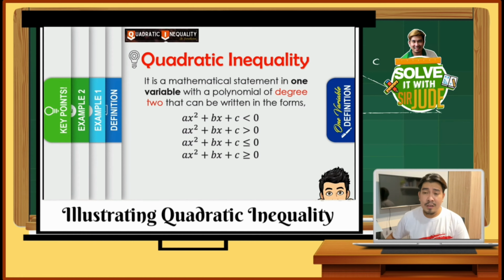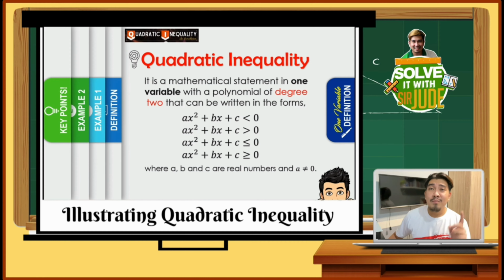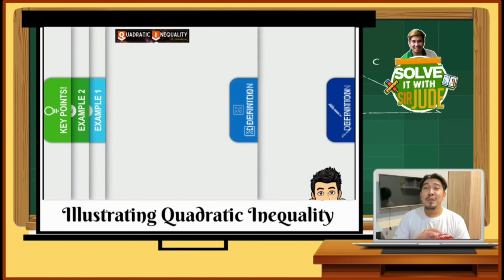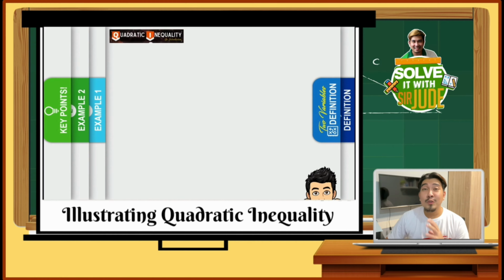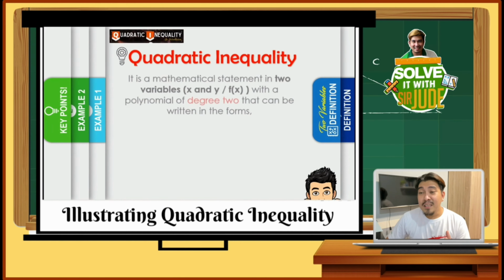So there is a restriction here. So, parehas nung sa quadratic equation, na kailangan yung a, b, and c are real numbers and a should not be equal to 0. So, ano naman kapag sinabing quadratic inequality in two variables? So obviously, we will be using two variables. Have there the variables x and y. And this y can be replaced as f of x or function of x.